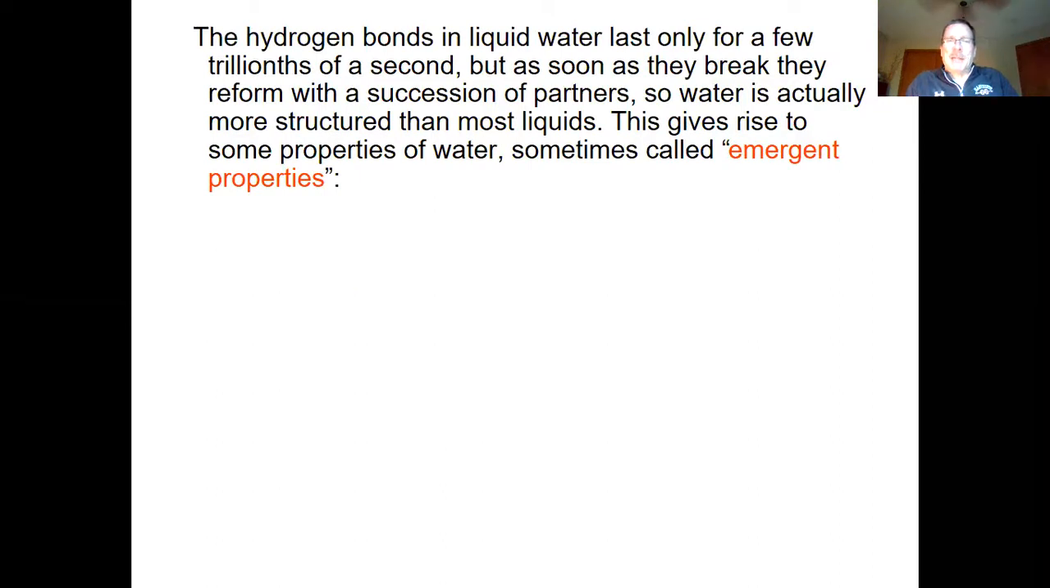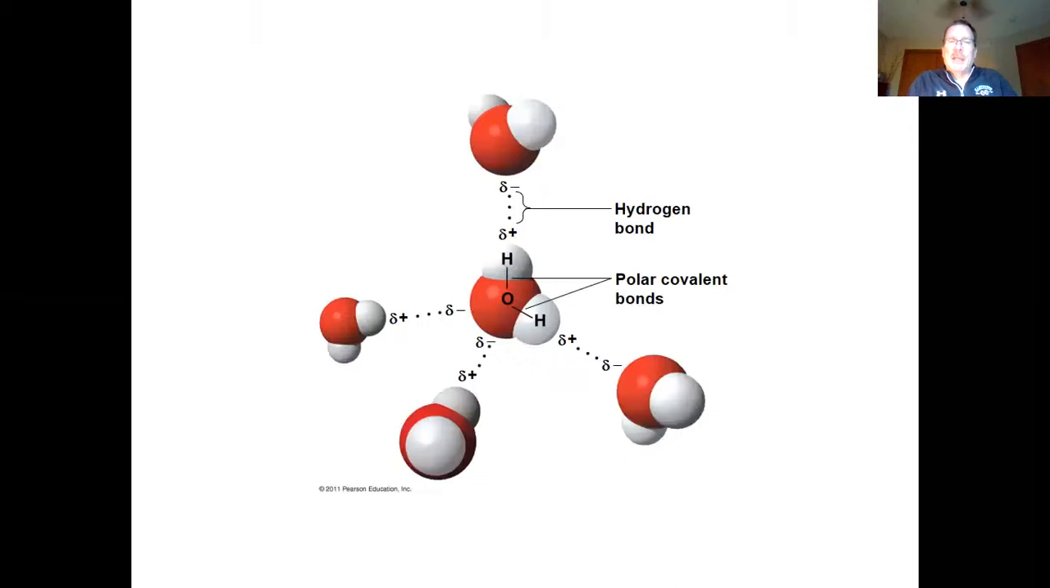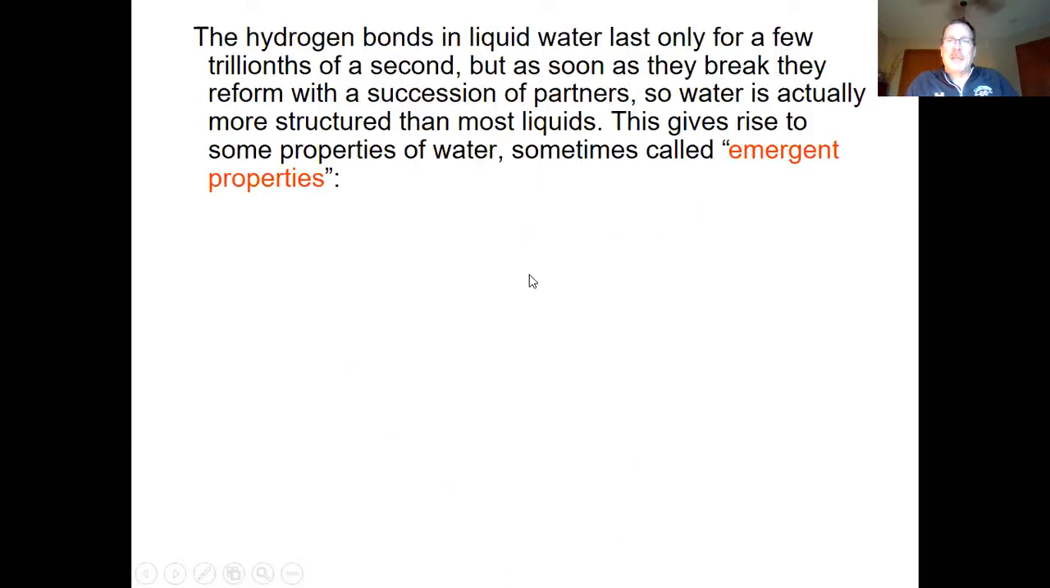The hydrogen bonds in liquid water last only a few trillionths of a second, but as soon as they break, they reform with a succession of partners, so water is actually more structured than most liquids. This gives rise to some properties sometimes called emergent properties. Again, you have this dipole moment here, but that can break and reform with another water molecule nearby. Break and reform, break and reform, break and reform. But it's happening so rapidly, it gives it structure.